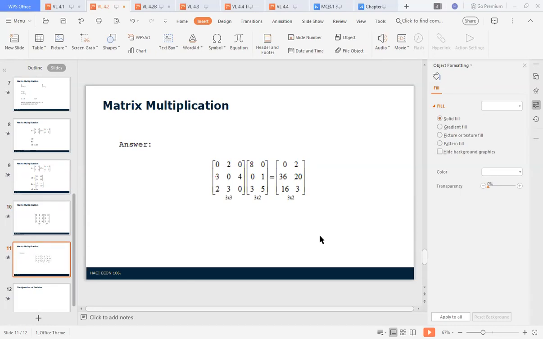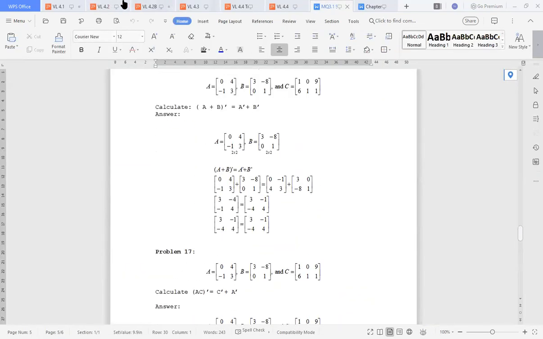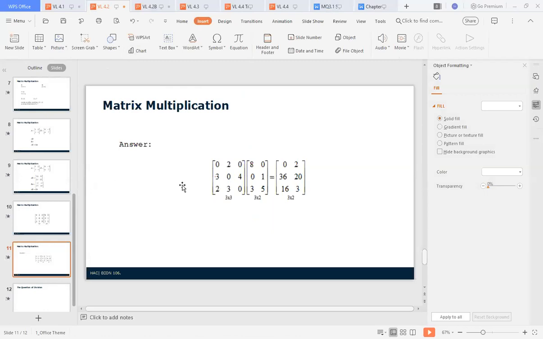I'll be posting this file here again to give you more time to do the exercise.